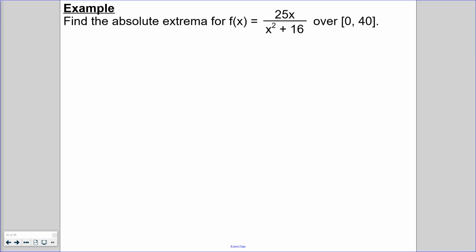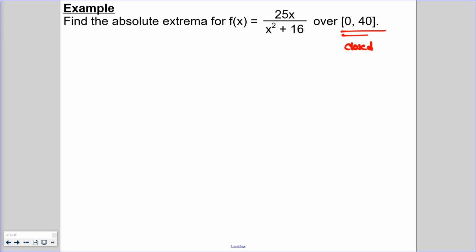Alright, then our next example: we want to find the absolute extrema for the function 25x over x squared plus 16 over the interval 0 to 40. We can see here that we do have a closed interval, so half of our conditions for the extreme value theorem is true. Now we just need to see whether it's continuous on this particular interval.